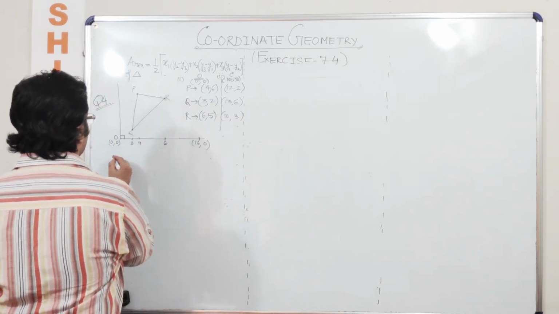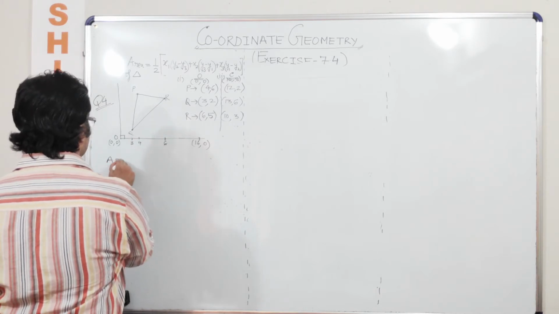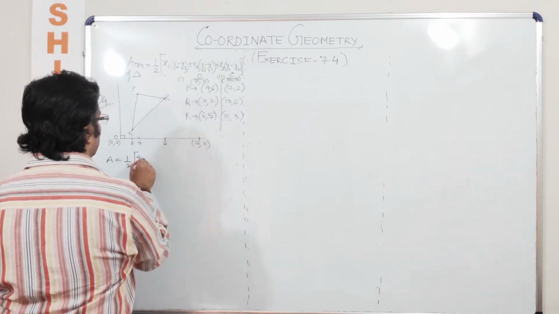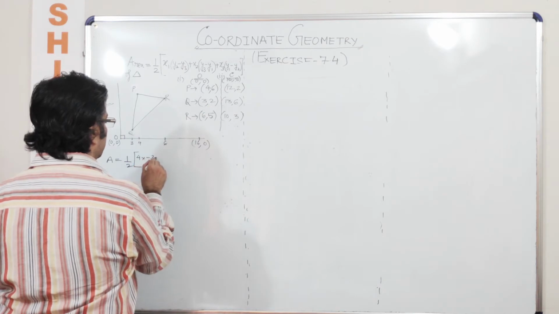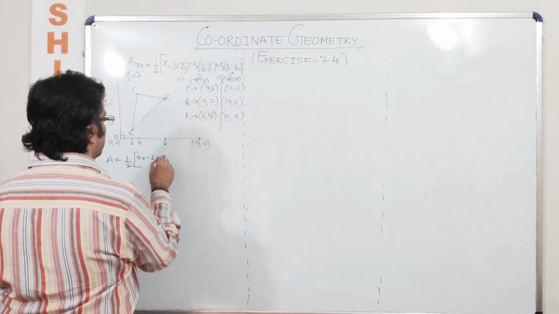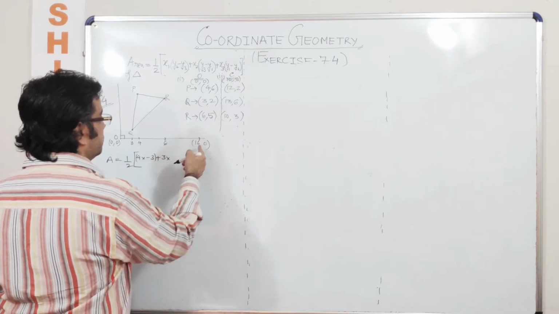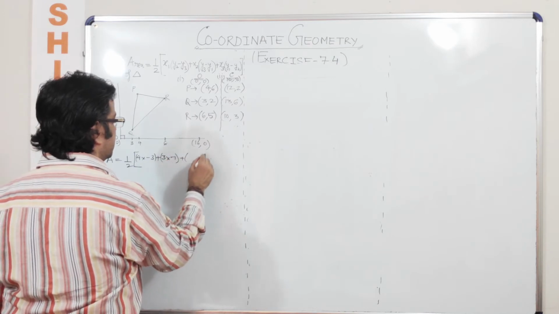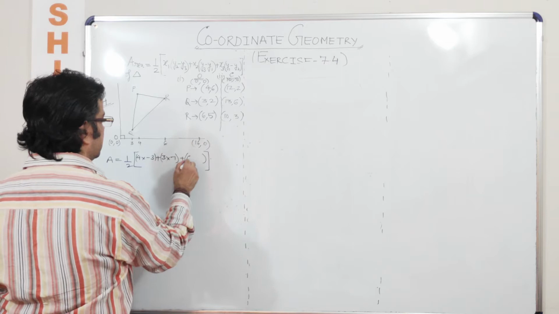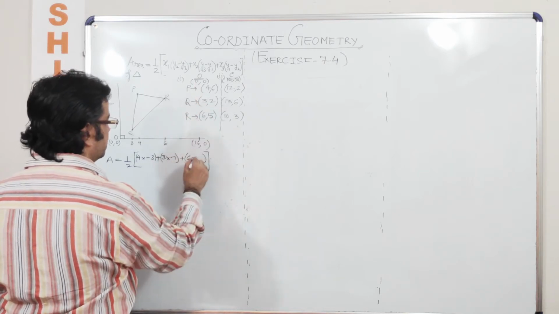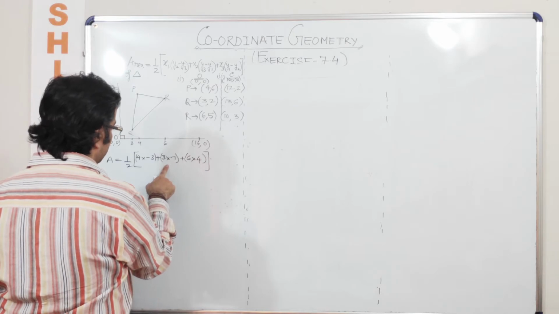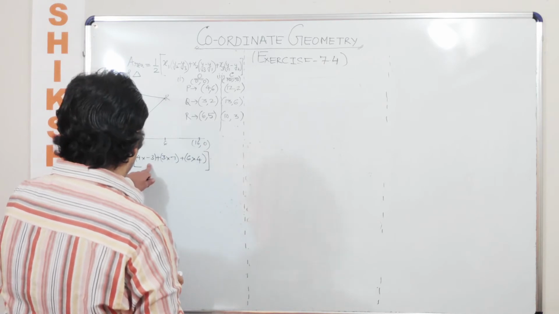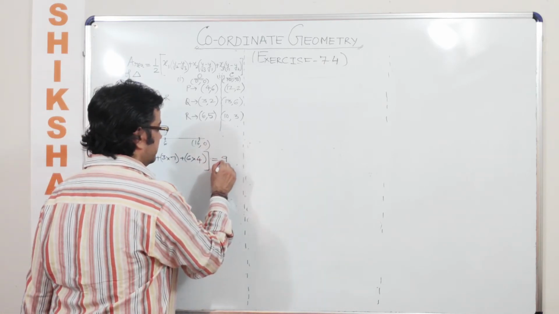So using the formula of area, wherein I know the coordinates, I can say area is half times x1, which is 4, into y2 minus y3, which is minus 3, plus x2, which is 3, into y3 minus y1, which is minus 1, plus the last part, which is 6, into y1 minus y2, which is 4. So 24 minus 3 is 21, 21 minus 12, which is 9. So can I say this is 9 by 2 square units?